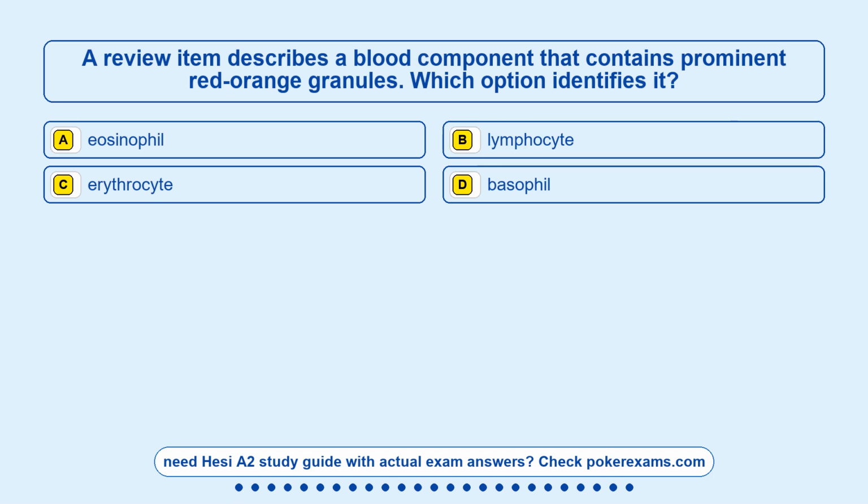Question 22. A review item describes a blood component that contains prominent red-orange granules. Which option identifies it? Option A, eosinophil. Option B, lymphocyte. Option C, erythrocyte. Option D, basophil. The correct answer is option A, eosinophil.